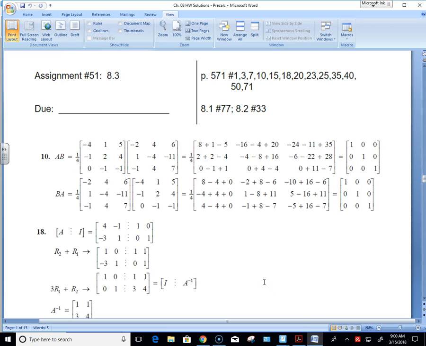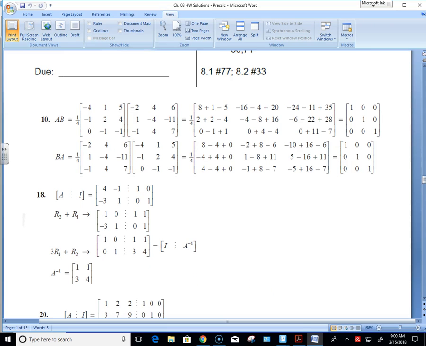Grade it yesterday because of Pi Day. So here we go. On number 10, even though it looks super nasty, at the end of the day, you guys knew what you were supposed to get. You were supposed to get identities, and you should have if you did it correctly. So number 10, the answer is yes. They are inverses. Why are they inverses? Because when you multiply, you get the identity.